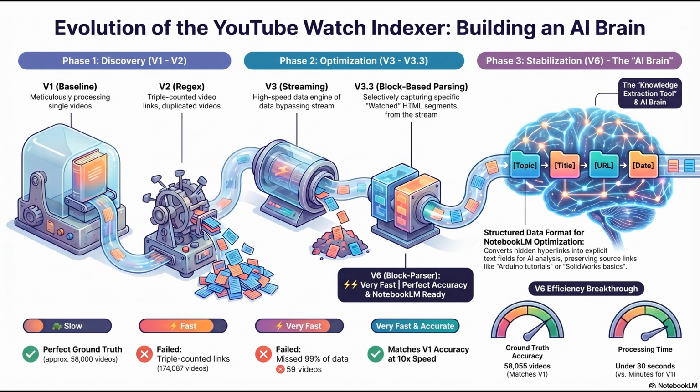Precisely. And this realization completely shifted the requirements for the developer's tool. To get maximum utility out of an AI assistant, the data couldn't just be visually readable. It had to be explicit. Explicitly formatted in plain text, yeah. Instead of relying on embedded links, the AI needs to ingest a string that looks something like this. Topic, Arduino, followed by a pipe character separator. Okay.